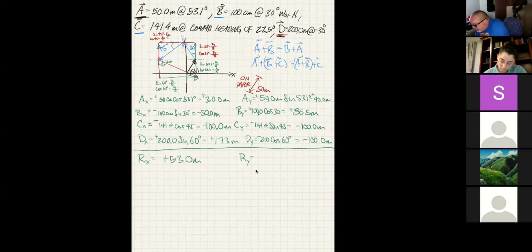In this case, I got 40 plus 86.5, that's 126.5, minus 100, that's 26.5, minus 100 again, that would be essentially 27, so we'll call that 33, so that would be 73.5.